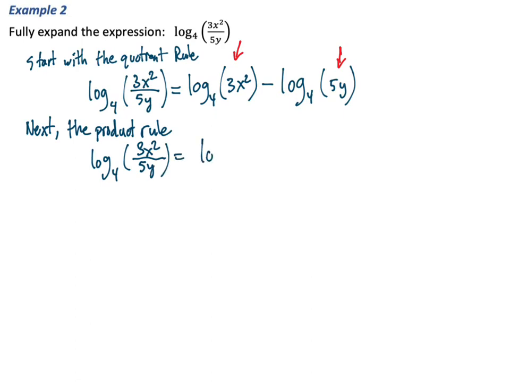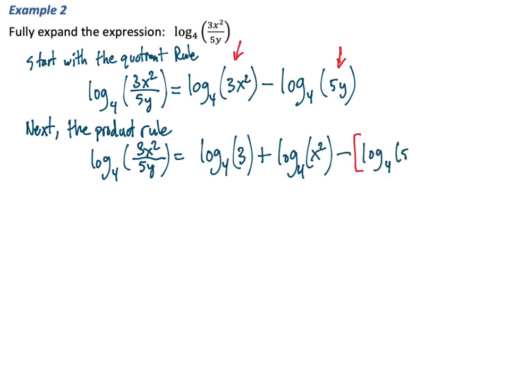Again, the left-hand side should equal log base 4 of 3 plus log base 4 of x squared minus, now in parentheses we want to subtract everything, log base 4 of 5 plus log base 4 of y. So make sure you get this whole second part subtracted. So this subtraction here has to make sure everything is subtracted, hence the big square brackets.